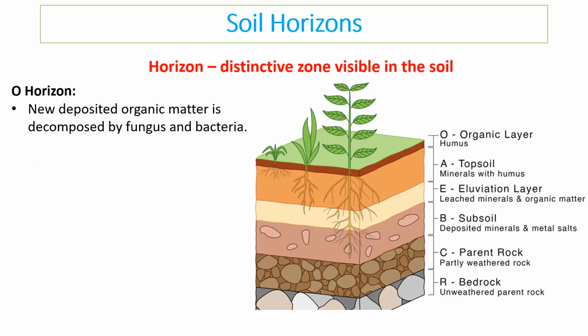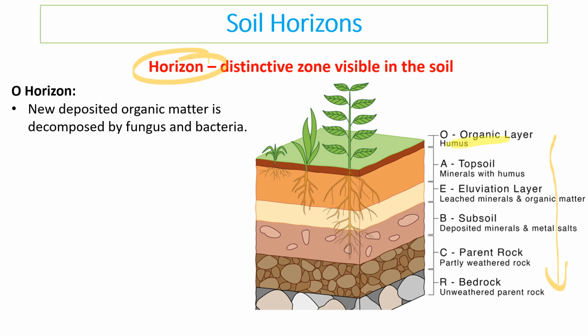So if we look then, we need to understand that soil is made up of several layers. As you dig down the soil, you go down from something called the organic layer to the topsoil layer, to the alluviation layer, to the subsoil layer, to parent rock, and to bedrock. And you need to know a small amount about each. Think about it logically, okay, because it's going to be more likely to be organic matter at the top where animals and plants have died, and less as you go down. So the horizon is a distinctive zone visible in the soil.